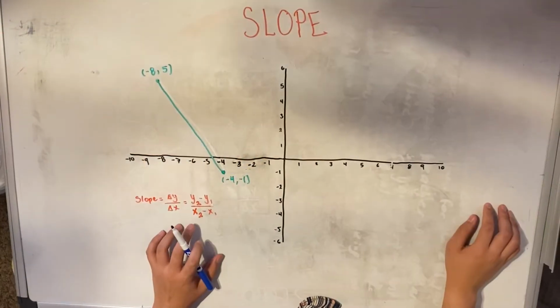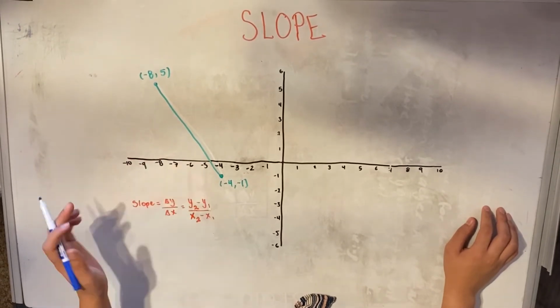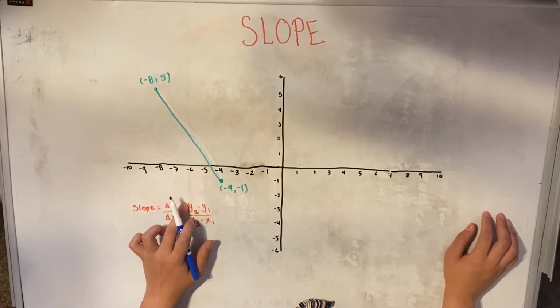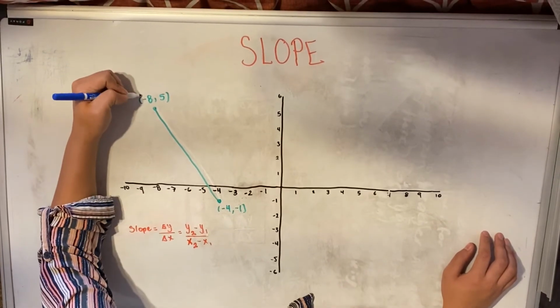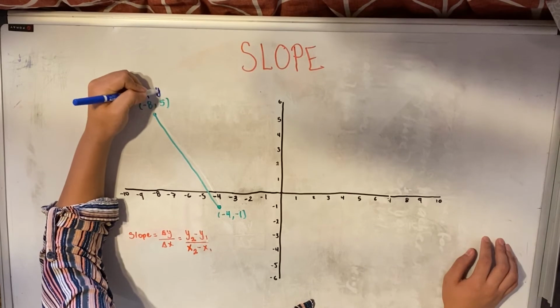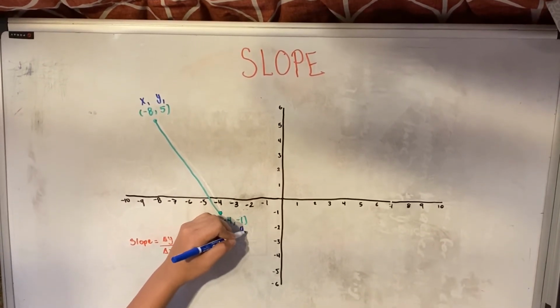Alright guys, in this first example, I'm going to show you how to find slope with two given points in a line. So what we need to do is get our y2 minus y1 over our x2 minus x1. So let's label the points. This is going to be our x1 and this is going to be our y1. This will be our x2 and this is going to be our y2.